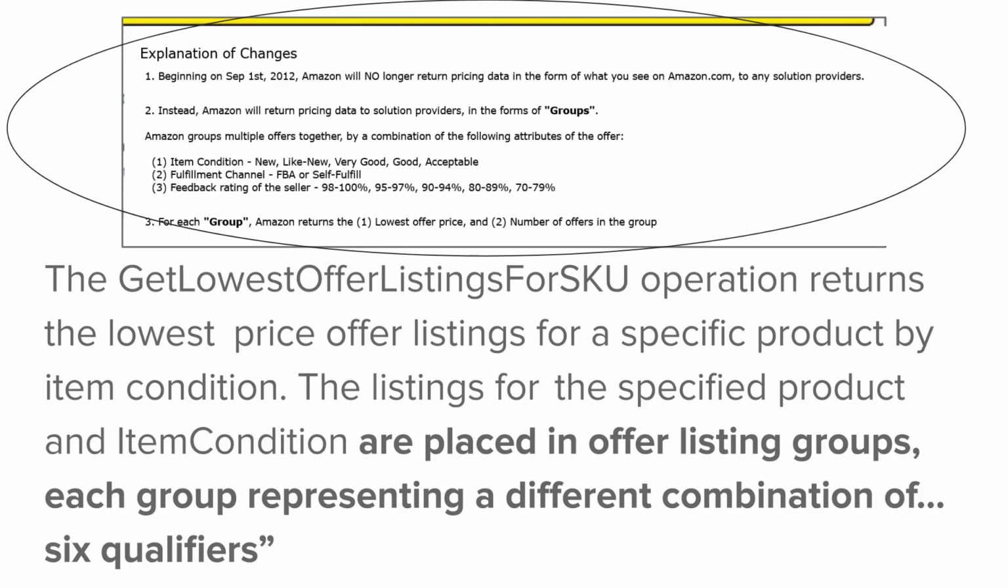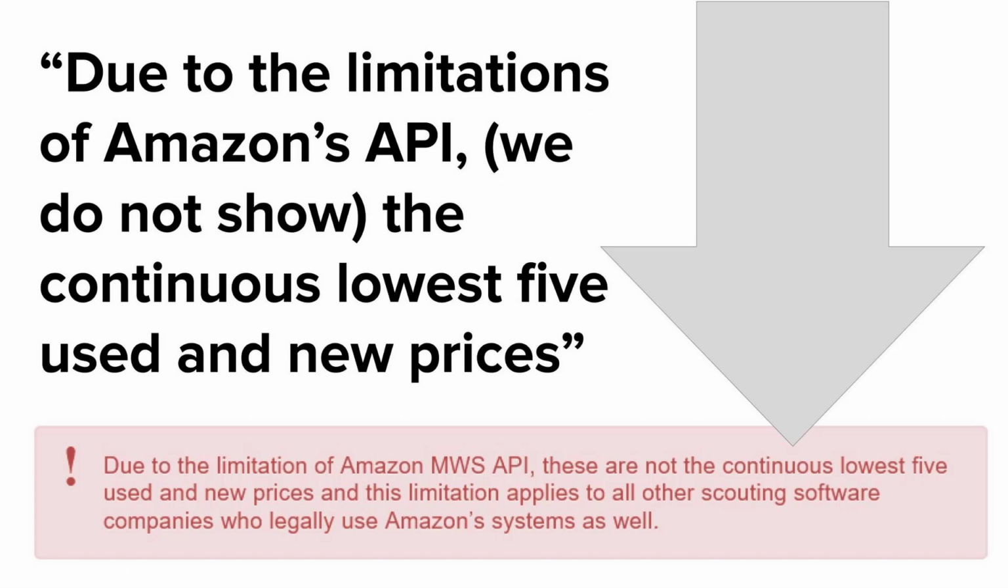That's the whole point of these 2 videos. So they go on to say, instead, Amazon will return pricing data to solution providers in the form of groups. It's exactly what I've been saying, right? So Scoutly has no incentive, by the way, to just make stuff up. In fact, they have a strong disincentive to even be divulging this because no other tools do. Scoutly's just the honest one. So there's no reason for them to make this up. This is a real thing. And again, I showed the screenshot a second ago, but here's another one from Scoutly: due to the limitations of Amazon's API, we do not show the continuous lowest 5 used and new prices.